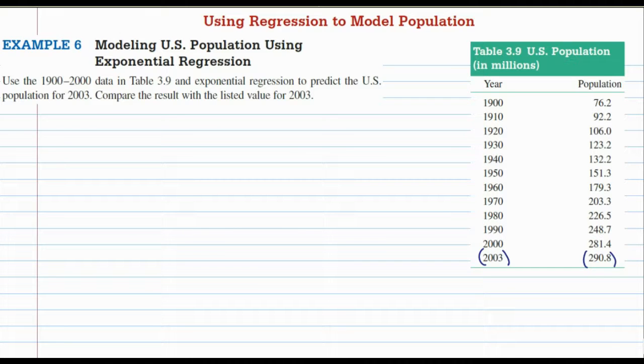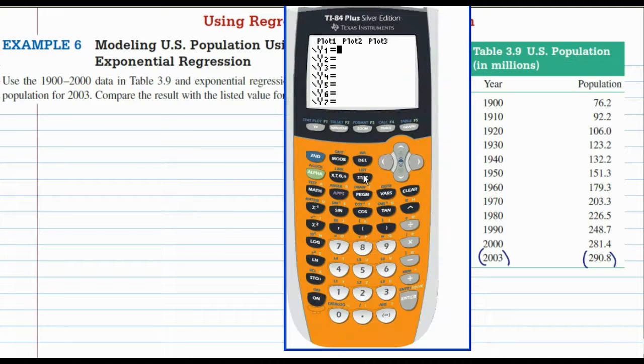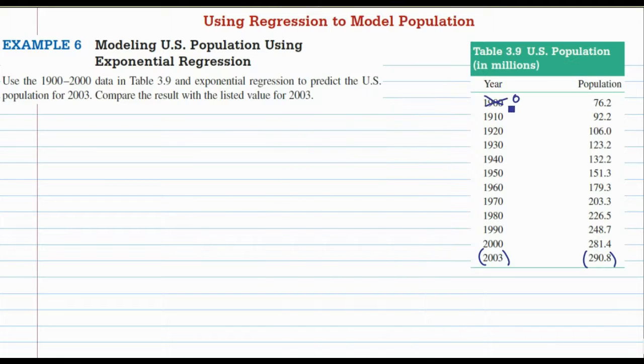So I've entered the data into my calculator in by stat edit. I've entered my data into list 1 and list 2. So I use 1900 as the year 0 and then 10, etc.